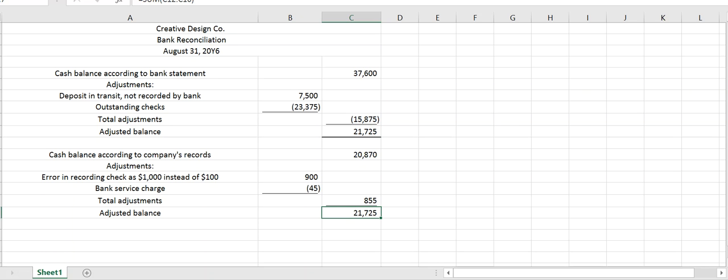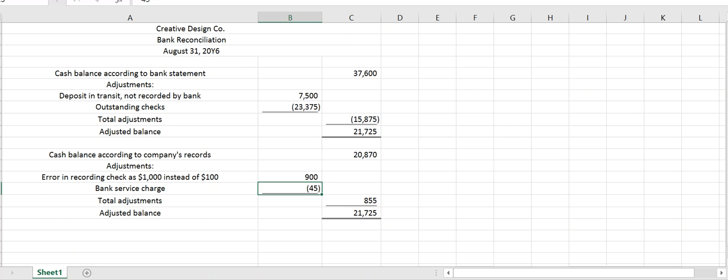And again, we're going to double underline this because we are done with that section of our bank reconciliation. So right now in our ledger for cash, it says $20,870. But we now know by doing our reconciliation that that number is not correct. The correct value of cash that we should be reporting on our financial statements at the end of August is $21,725.